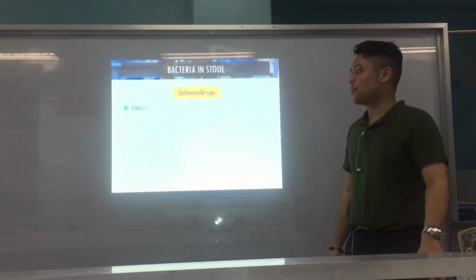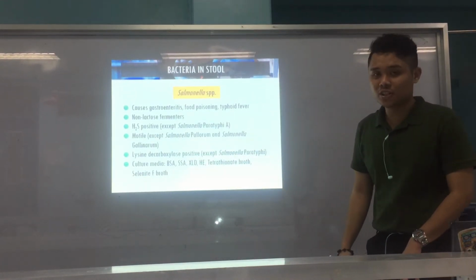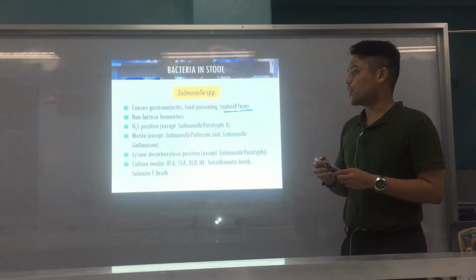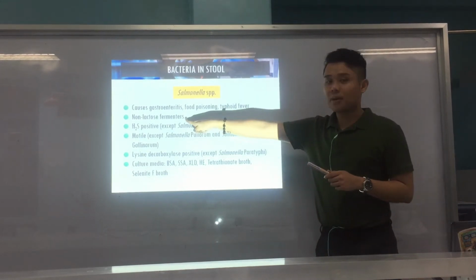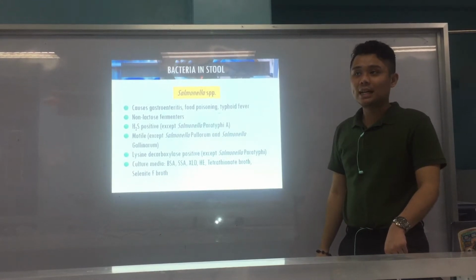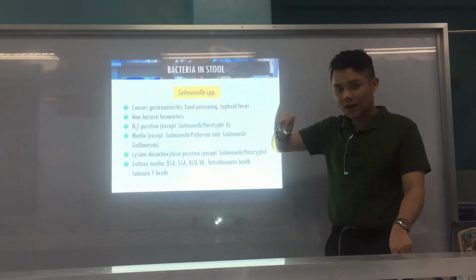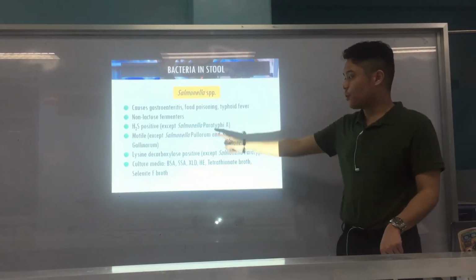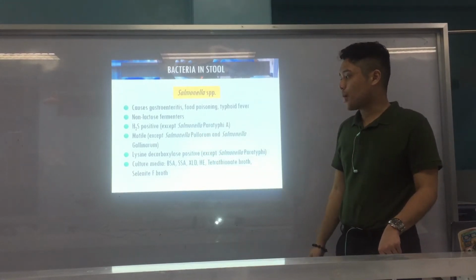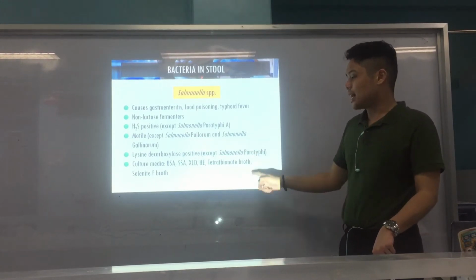We'll start first with Salmonella species. These are its different characteristics. It causes gastroenteritis, food poisoning, and typhoid fever. Again, non-lactose fermenters, but there's one late lactose fermenter, I think Shigella, not Salmonella, sorry. Anyway, non-lactose fermenters generally, they're all H2S positive except for Salmonella paratyphi A. They're all motile except for Salmonella pullorum and Salmonella gallinarum. They're all lysine decarboxylase positive except for Salmonella paratyphi.